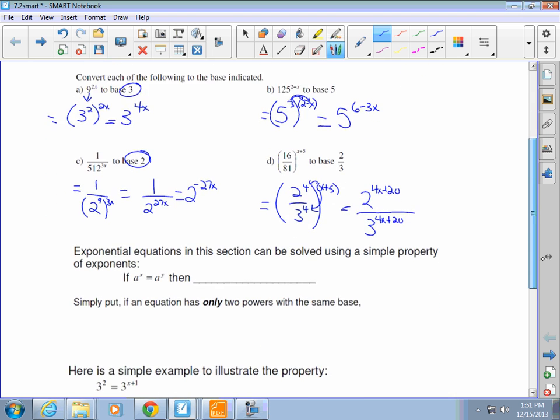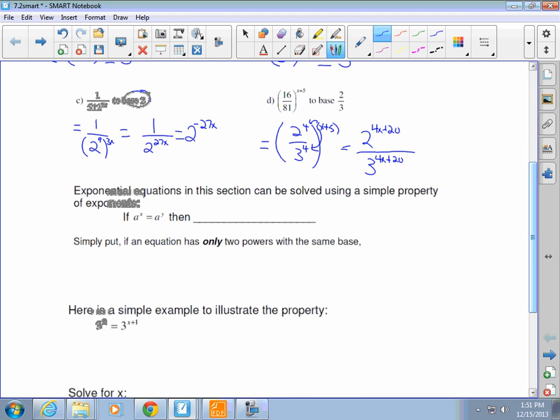Okay, next one. Exponential equations in this section can be solved using a simple property of exponents. If a to the power of x is equal to a to the power of y, then, what they're saying is, if you have the same bases, you can drop the bases and just say that your powers are equal to each other. So that's like saying a to the power of 4 is equal to a to the power of y. Well then your y value would be 4 because they equal each other. Simply put, if an equation has only two powers with the same bases, then the powers equal each other.